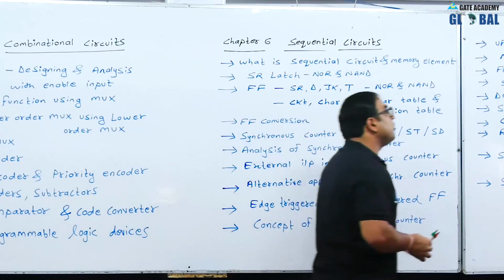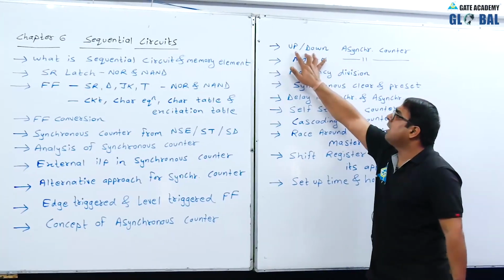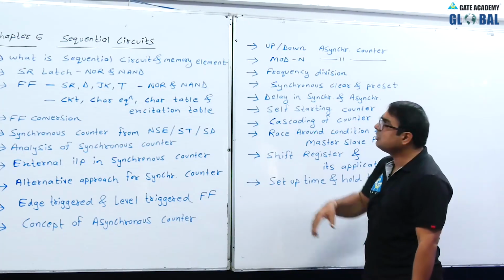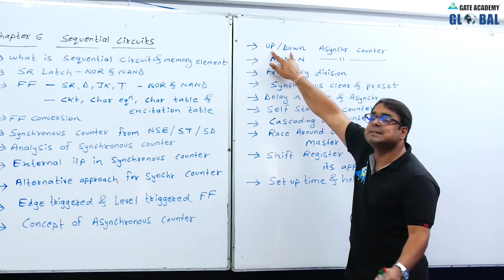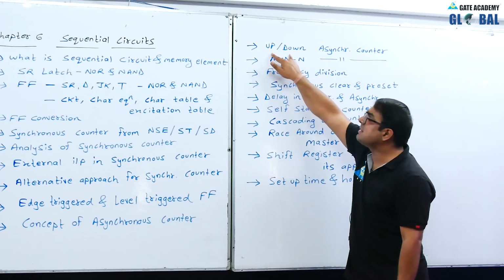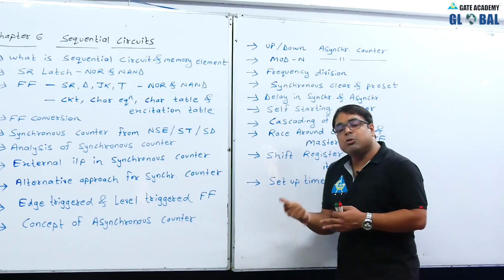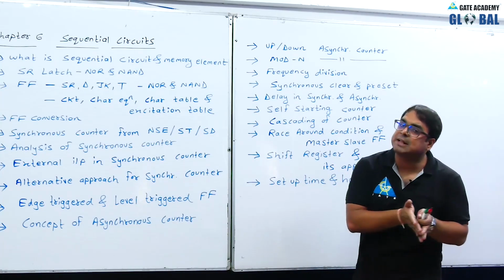In asynchronous counter also there are a lot of things. First we will discuss the concept of asynchronous counter and how to design it. Then we will discuss how to design up and down counters, and what the differences in the steps of designing are. Then mod n counter: how to change the mod value, how to change mod 8 into mod 6, how to change mod 16 into mod 10, etc.